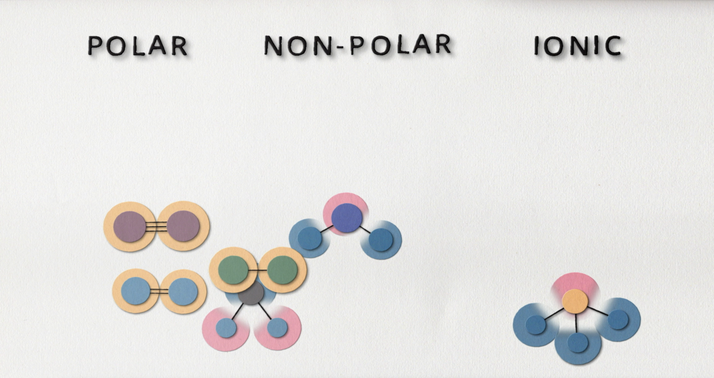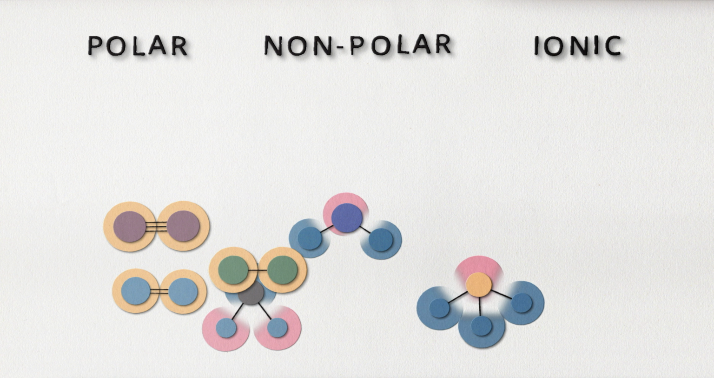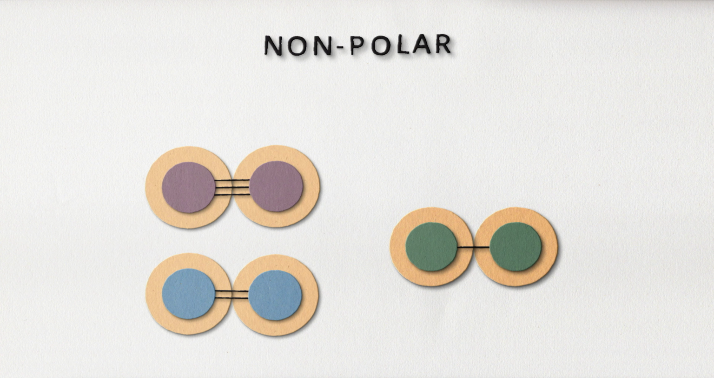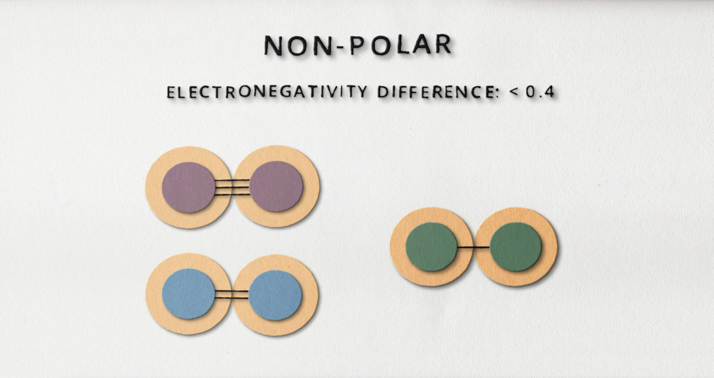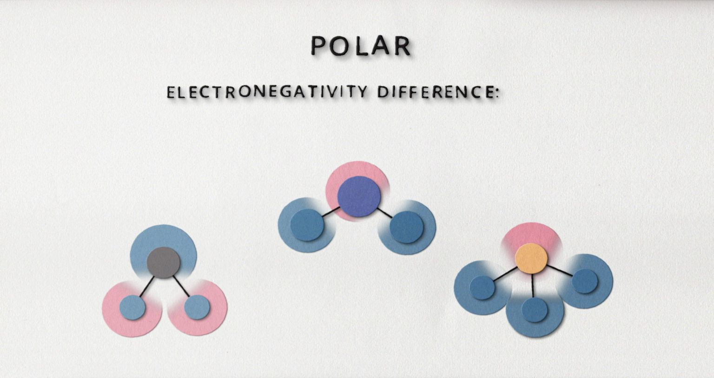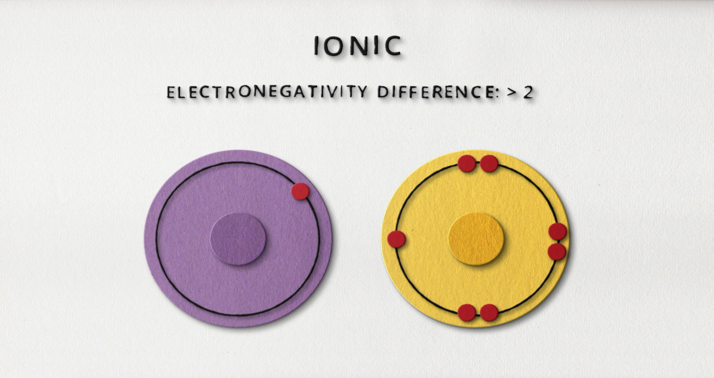So how do chemists decide what falls into each category? If the atoms in the covalent bond have an electronegativity difference lower than 0.4, they are considered nonpolar. But if the difference falls between 0.5 and 2.0, they're polar. Anything greater than 2.0 would be an ionic bond.